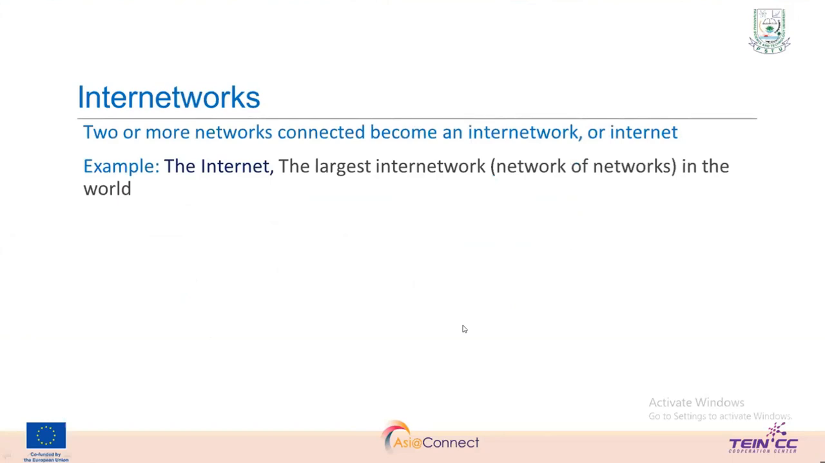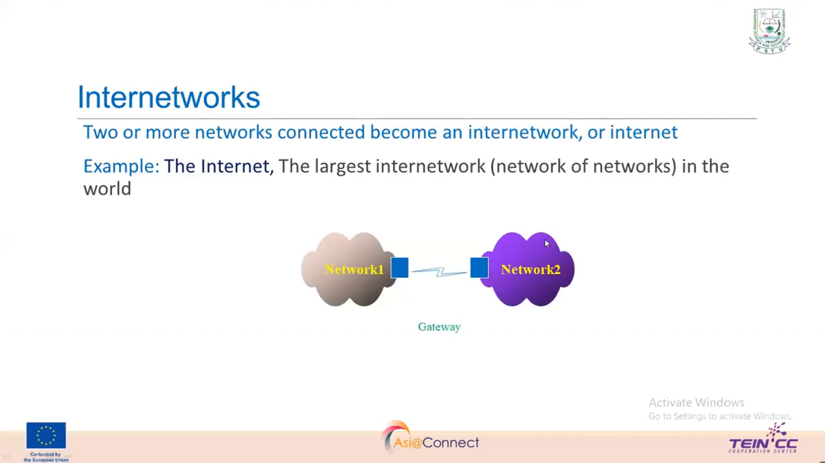Internet networks: two or more networks connected to become an internet network or intranet. Actually, the internet is the combination of thousands of networks. It's called the network of all networks. When all networks are connected with each other, then it's called the internet. It's the largest network of networks in the world. Here you can see three networks connected via some gateway to form an internet.